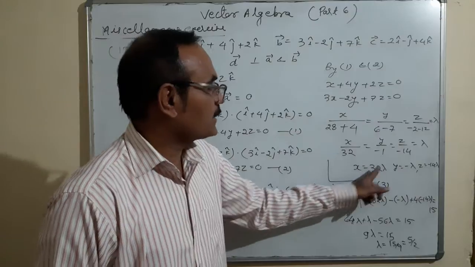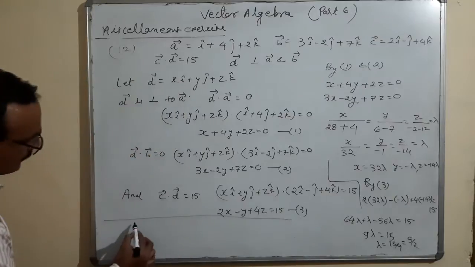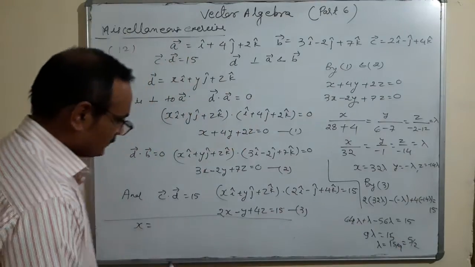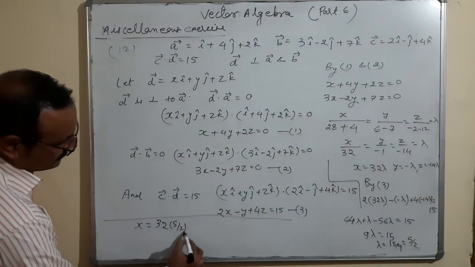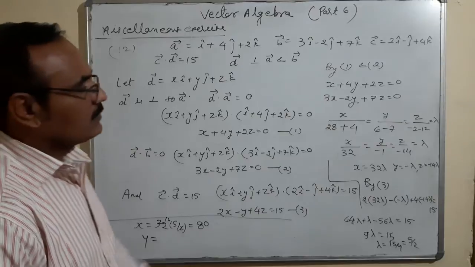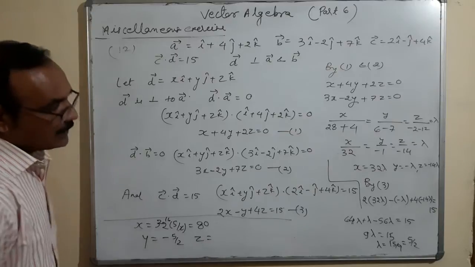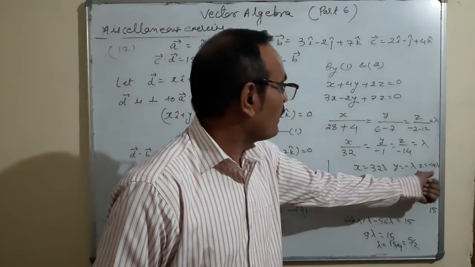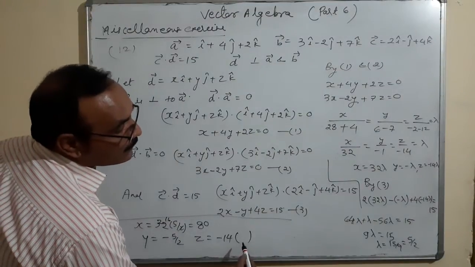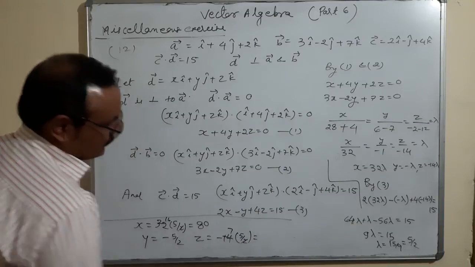That means the values of x, y, z we can find out with the help of that. So now see here, the value of x is equal to 32 lambda. So 32 multiplied by 5 by 2, it is 16 times 5, 80. y is equal to minus lambda, so minus 5 by 2, and z is equal to minus 14 lambda, minus 14 multiplied by 5 by 2.